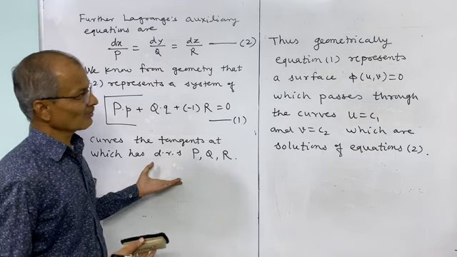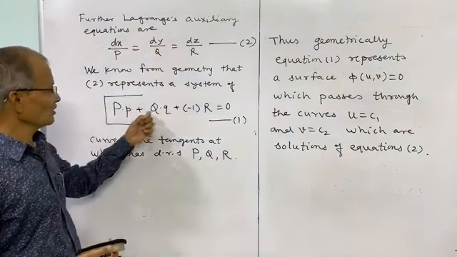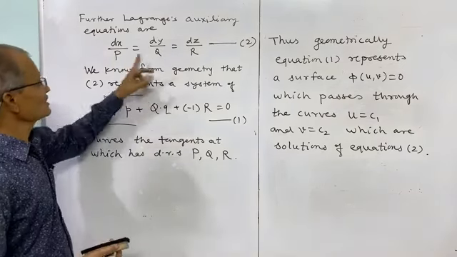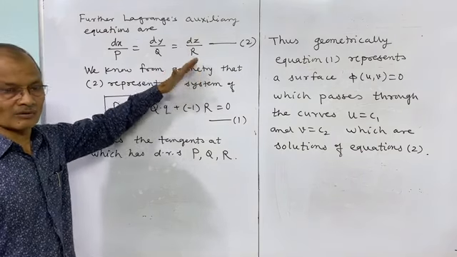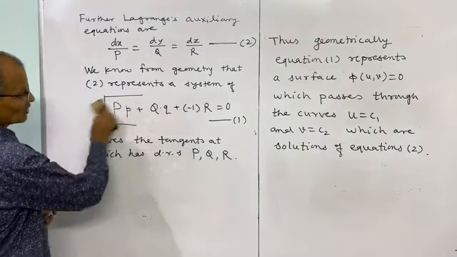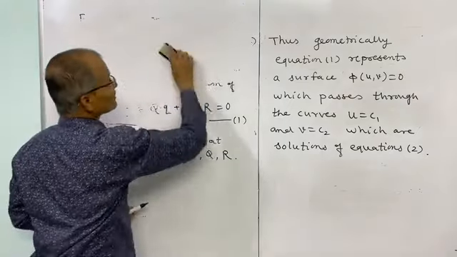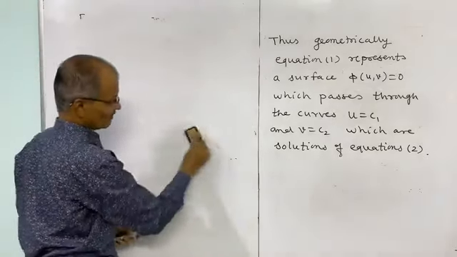Here we have assumed the result from geometry, and you know p, q and minus 1 represent the DRs of the normal, and these represent the DRs of the tangent. So these are orthogonal or perpendicular to each other, and that is the geometrical interpretation of Lagrange's linear equation. So this is about Lagrange's linear equation.